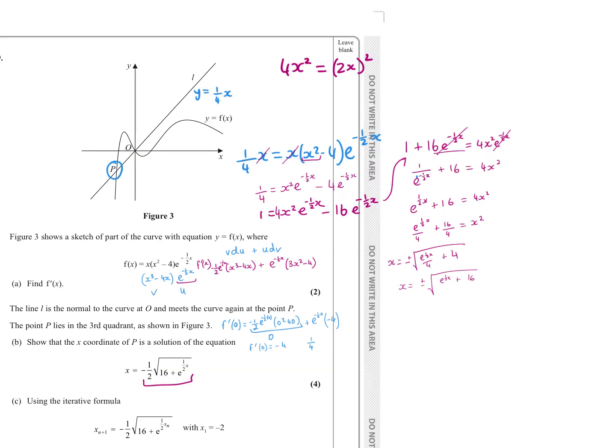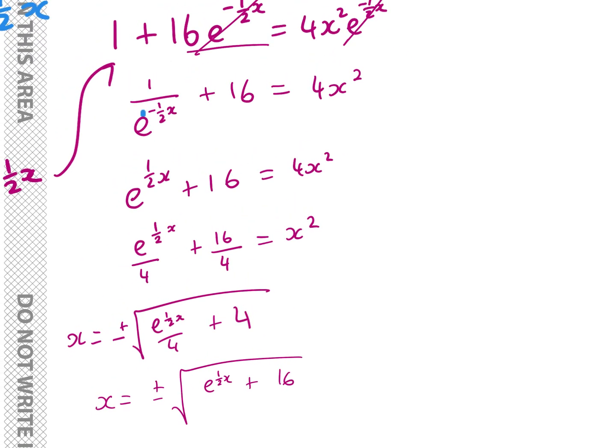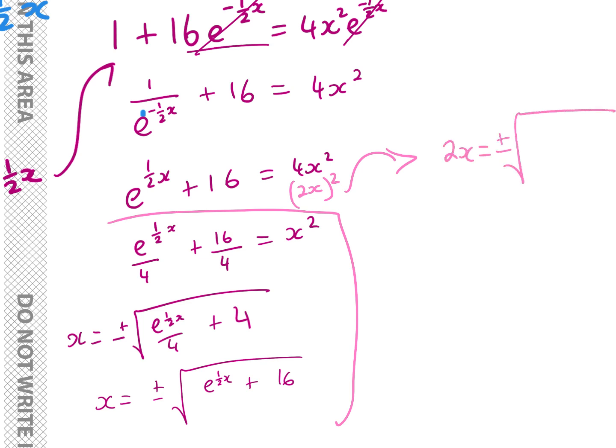Okay, I've spotted how they've done this. Very, very cheeky. Okay, we got to this stage, right? Oh, see, this is great why we get to do it. We got to this stage. 4x squared can be written as 2x all squared. Here, from this. Scrap what I did here. I should have never divided by 4. Now I can say that 2x equals the square root of plus or minus e to the 1 over 2x plus 16. So x equals a half.